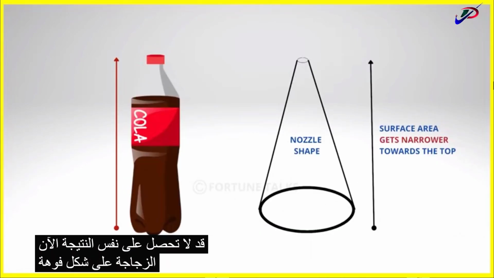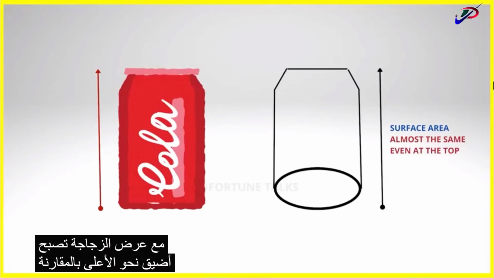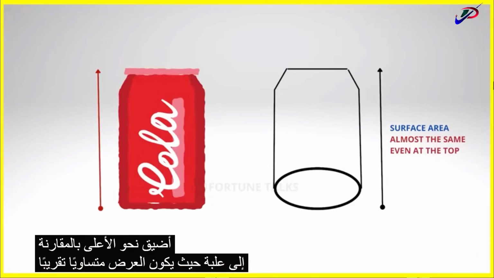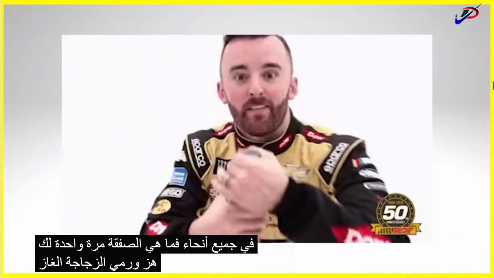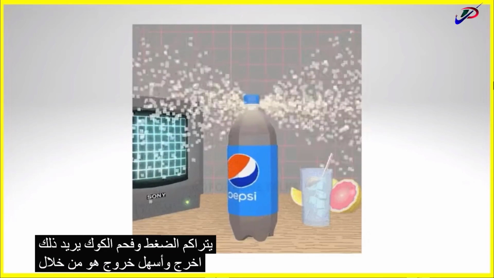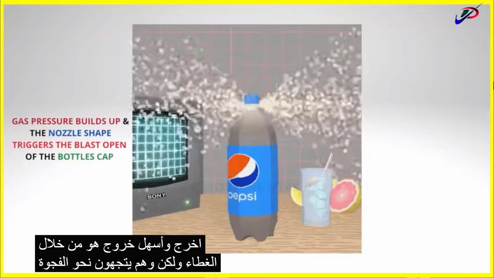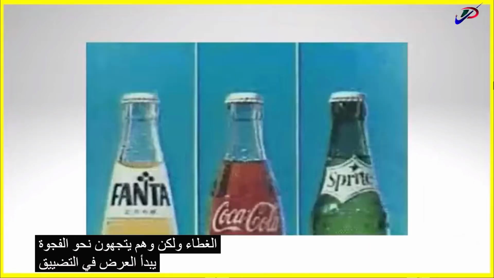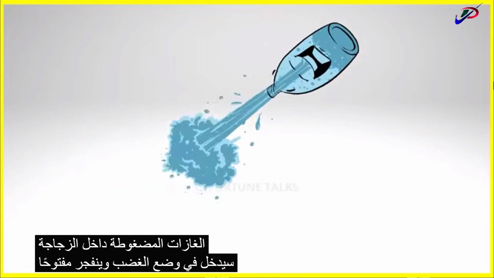Now the bottle is shaped similar to a nozzle, with the width of the bottle becoming narrower towards the top, in comparison to a can where the width is almost equal throughout. So what's the deal? Once you shake and throw the bottle, the gas pressure builds up and the Coke wants to get out, and the easiest exit is through the cap. But as they head towards the cap, the width starts getting narrower. The pressurized gases inside the bottle would go into rage mode and blast open the cap.